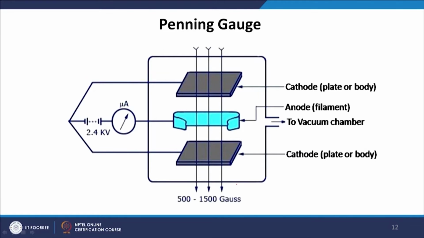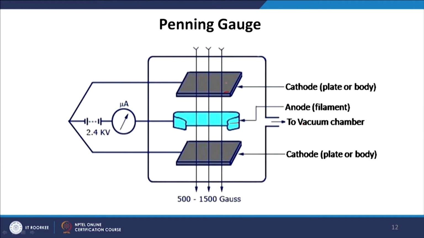Okay. So, the Penning gauge circuit, in contrast to the Pirani gauge, consists of two electrodes: one is the cathode, which is a plate or body, and then there is an anode. The anode has a filament, and another cathode or plate of the body is kept on the other side, which works like a grid. This whole chamber is connected to the vacuum chamber for which we want to measure the vacuum. The cathode is connected to the anode through an ammeter, and there is an internal resistance and a key, and finally the circuit is completed by connecting it to the lower cathode.